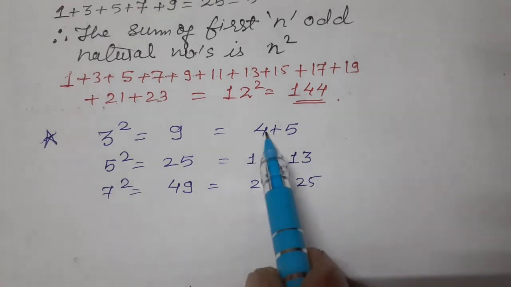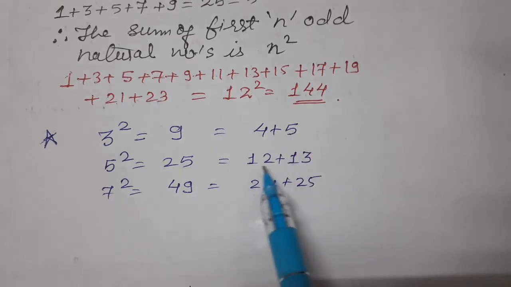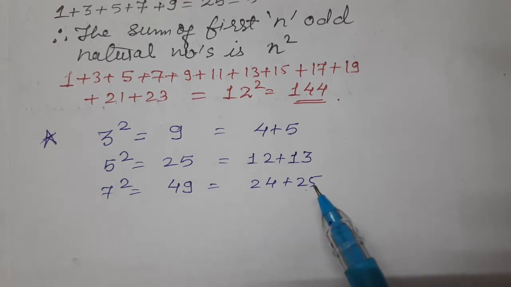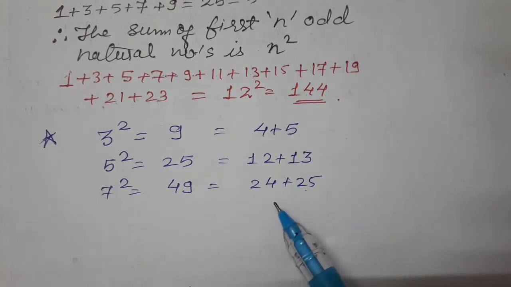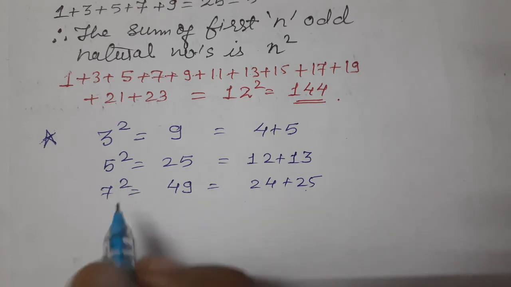So see, there are two consecutive numbers. Sum of two consecutive numbers, 4, 5. 12 and 13. Sum of two consecutive numbers. So how will you find this number? If it is too large a number, then how will you find out? So there is one method. What is that?